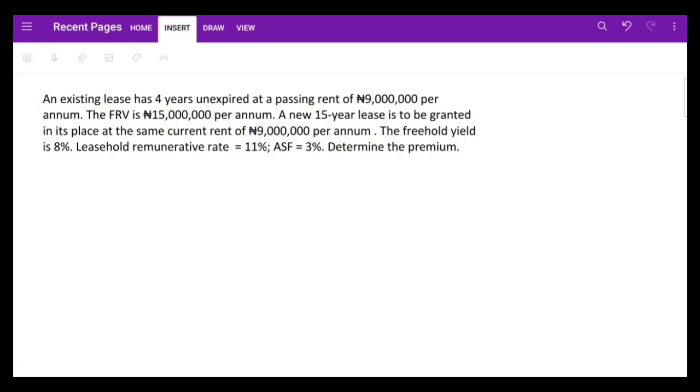So we're going to look at it from both the lessee's viewpoint and the lessor's viewpoint, and then try to strike a balance between both. So let's start from the lessee's viewpoint.